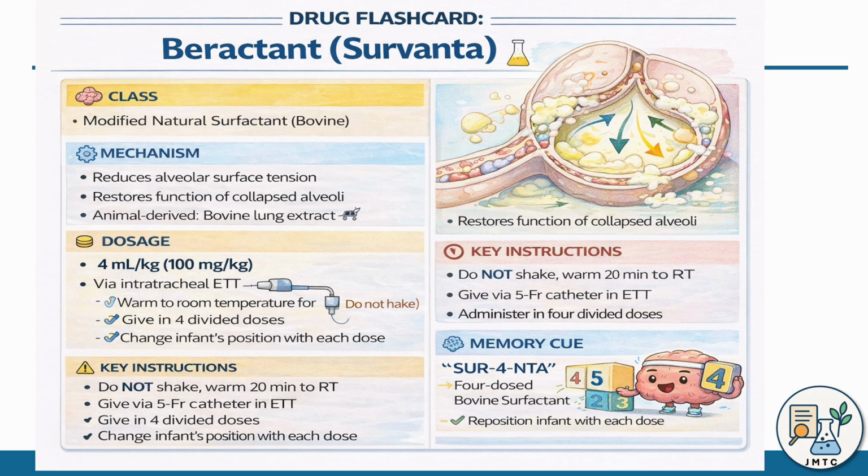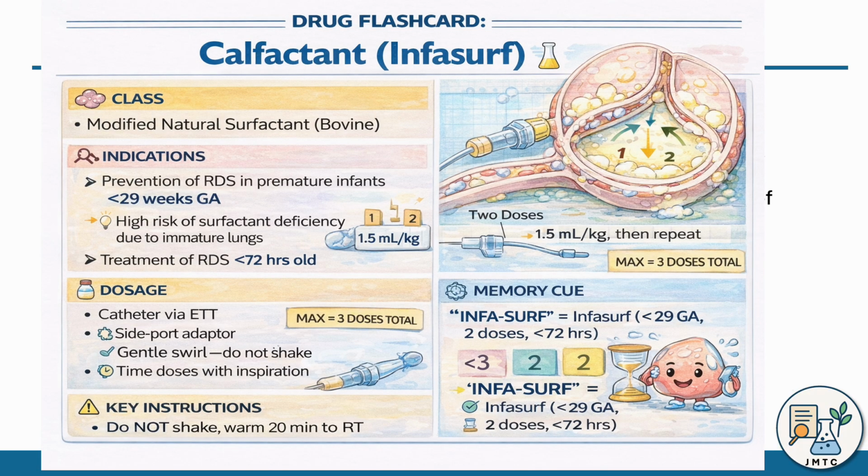What is a key administration precaution for Surfanta? So, key dito, do not shake and warm to room temperature for about 20 minutes. And lastly, how is Surfanta delivered in terms of dosing technique? So, 4-4 ito, sabi natin kanina, given in 4 divided aliquots with repositioning after each dose. Drills naman tayo when it comes to your Infasurf or Calfactant. So, what type and source of surfactant is Infasurf? So, the same. It's modified natural surfactant derived from bovine or calf lung lavage.